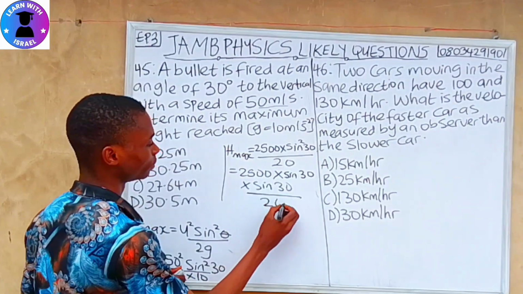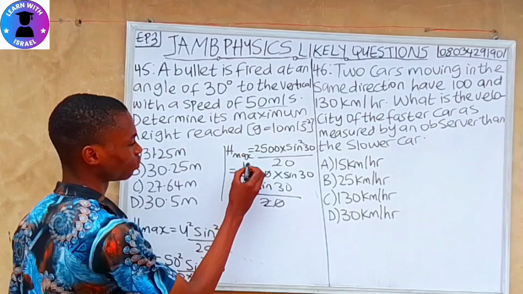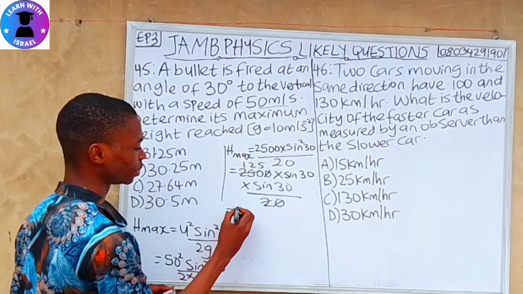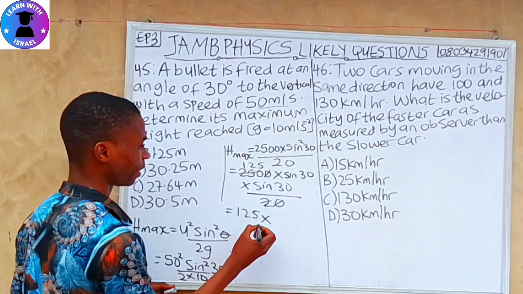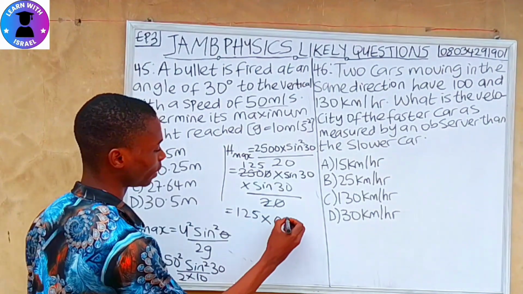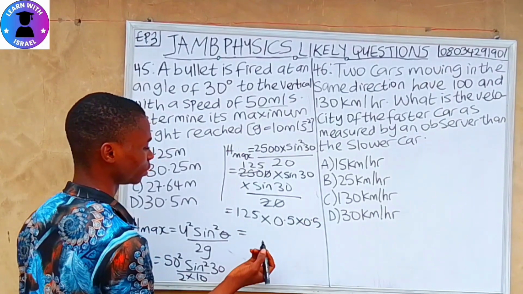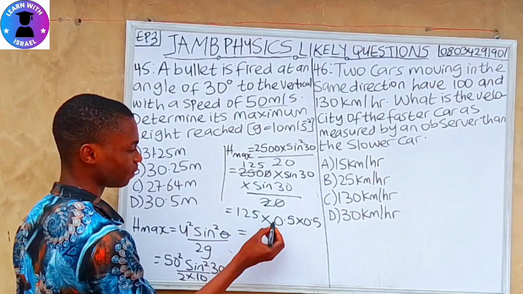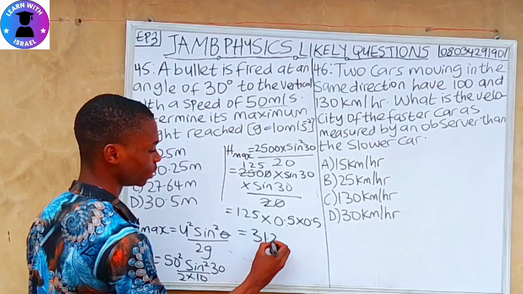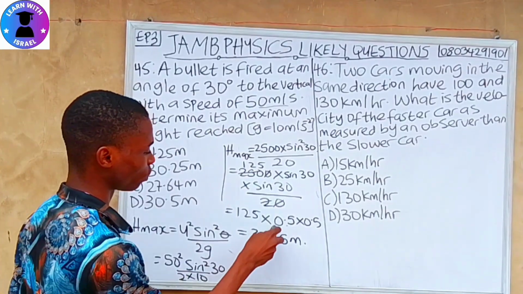Divided by 20. So 0 cancels 0. 250 divided by 2 will give us 125. So h max, which is maximum height, equals 125 multiplied by sine theta, sine 30. Sine 30 is 0.5, and another sine 30 is also 0.5, which equals 125 multiplied by 0.5 multiplied by 0.5 will give us 31.25 meter. You can press your calculator to confirm that.